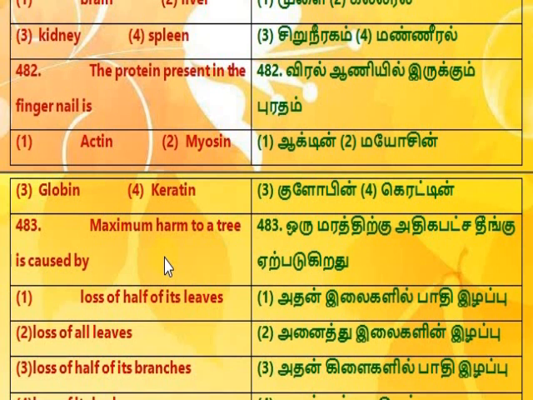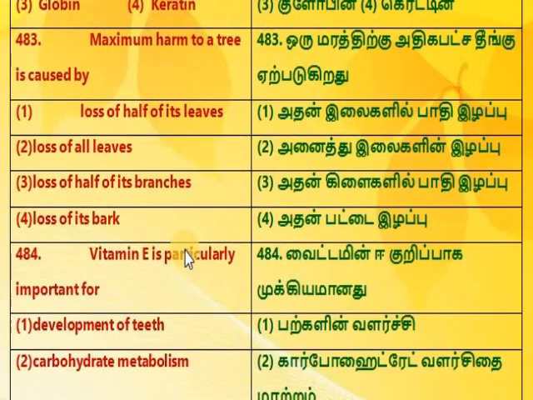482. The protein present in the fingernail is: 1. Actin. 2. Myosin. 3. Globin. 4. Keratin. 483. Maximum harm to a tree is caused by: 1. Loss of half of its leaves. 2. Loss of all leaves. 3. Loss of half of its branches. 4. Loss of its bark.